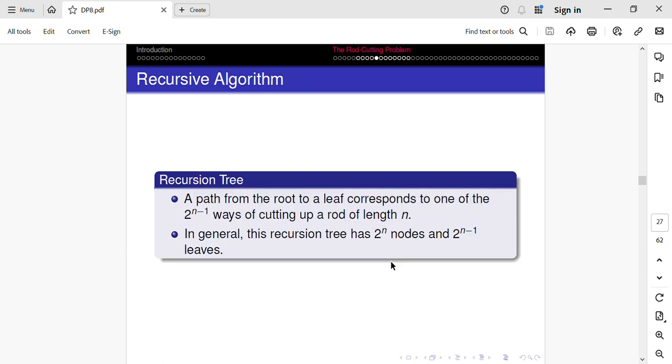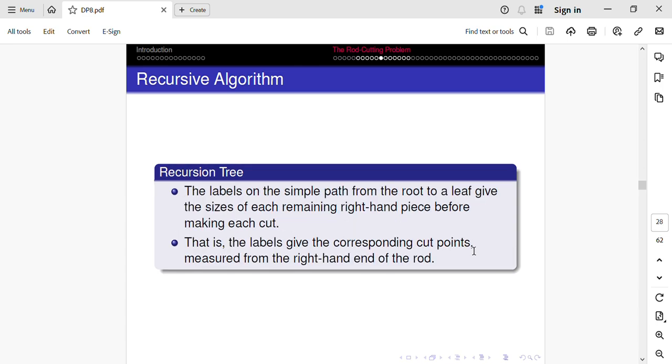And a path from root to a leaf corresponds to one of the 2 to the power n minus 1 ways of cutting up a rod of length n. In general, this recursion tree has 2 to the power n nodes and 2 to the power n minus 1 leaves. And the labels on the simple path from the root to a leaf give the size of each remaining right hand piece before making each cut. So this actually gives us the solution.